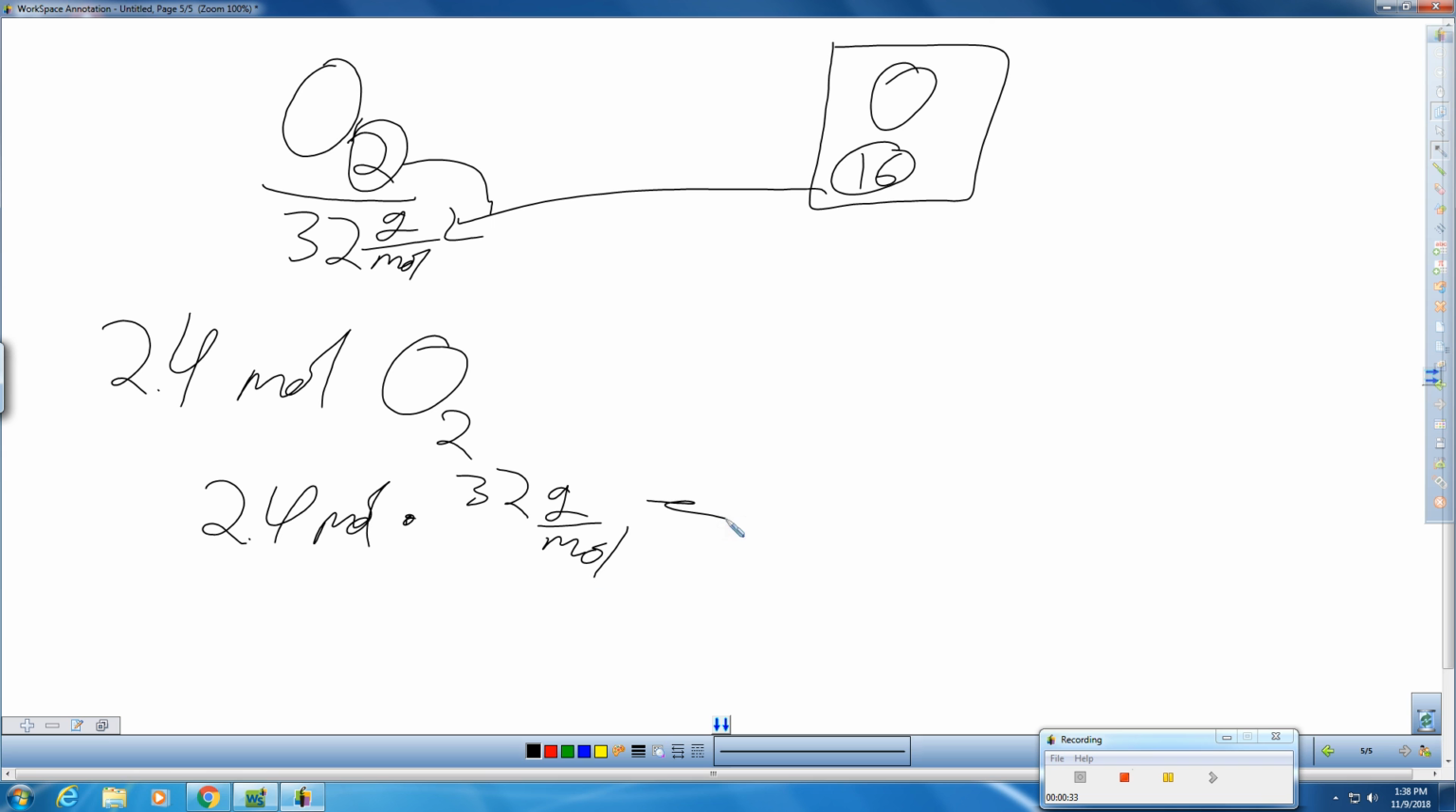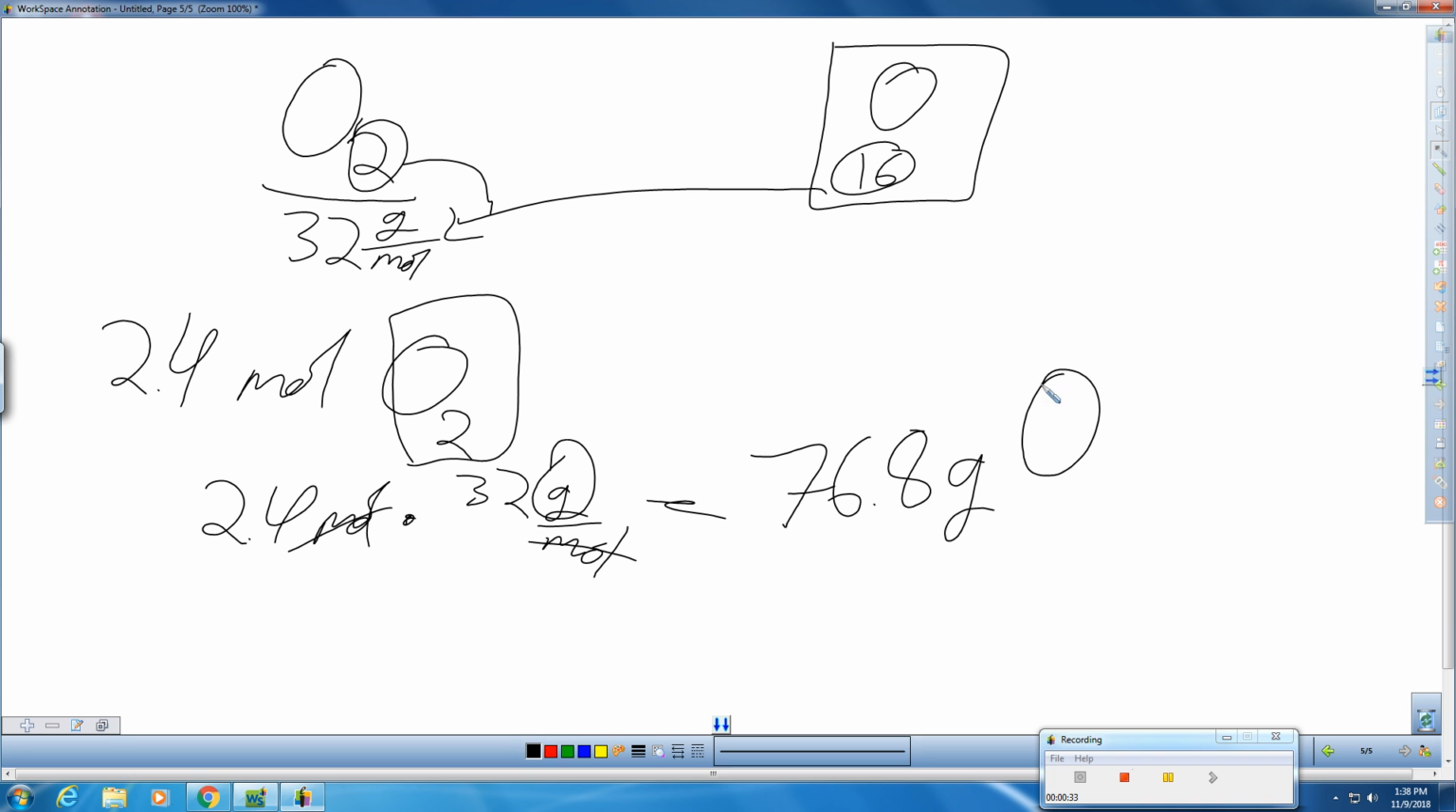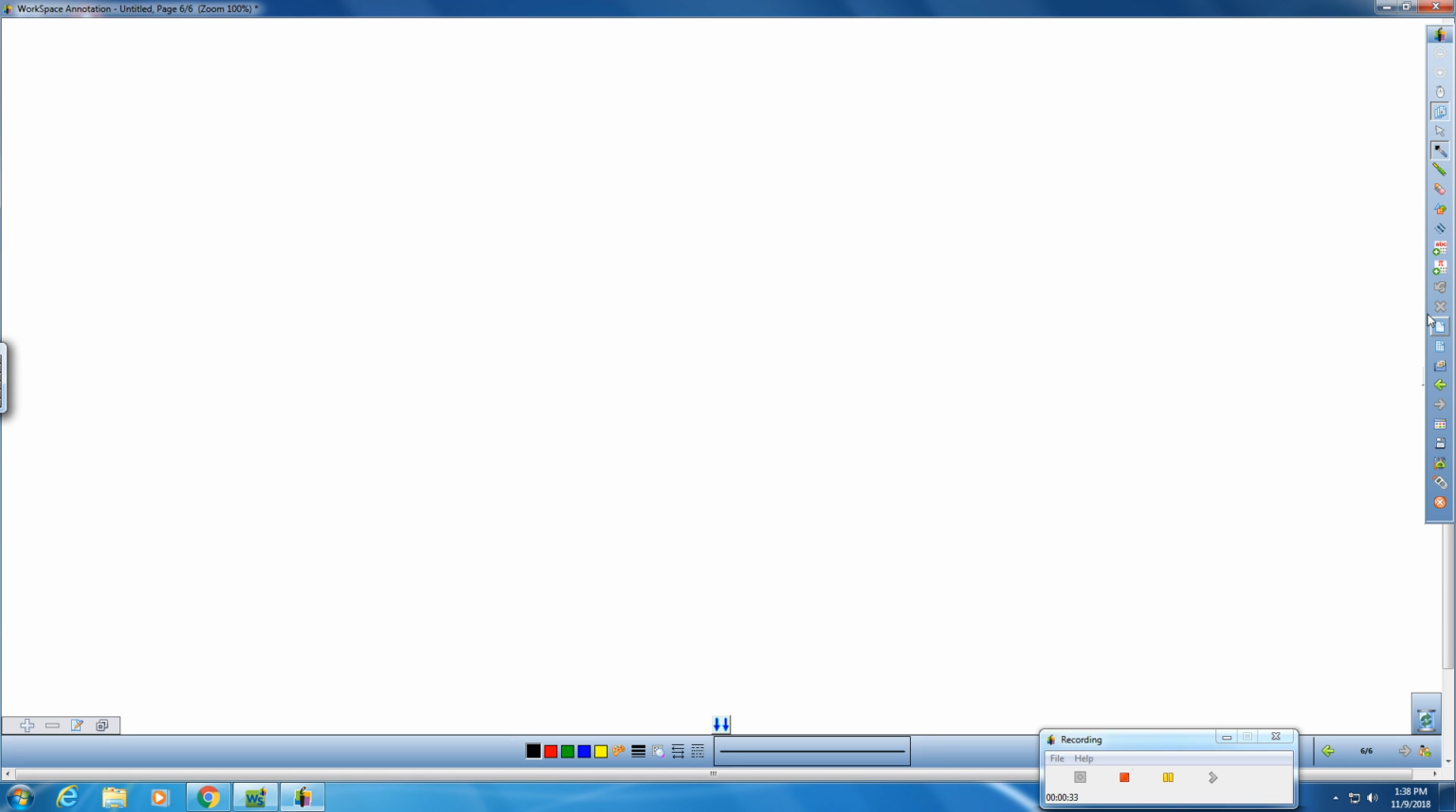What cancels? Moles cancel. I wind up with 2.4 times 32 equals 76.8 grams. And then what am I dealing with here? Diatomic oxygen, yeah. So that's how we solve it in this very basic multi-atom case. You want to get slightly more complicated?